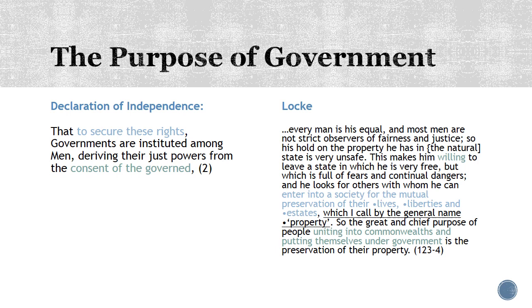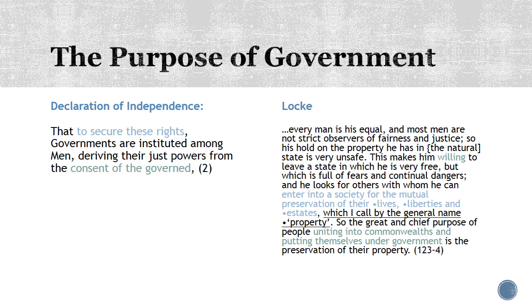So the whole point of having a government for Locke is, as he states it, that in the state of nature, every man is equal. Most men are not strict observers of fairness and justice. So his hold on the property, that is your life and your liberty included, that he has in the natural state is very unsafe. This makes him willing to leave a state in which he is very free, but which is full of fears and continual dangers, and he looks for others with whom he can enter into a society for the mutual preservation of their lives, liberties, and estates, which I call by the general name property. So the great and chief purpose of people uniting into commonwealths and putting themselves under government is the preservation of their property.